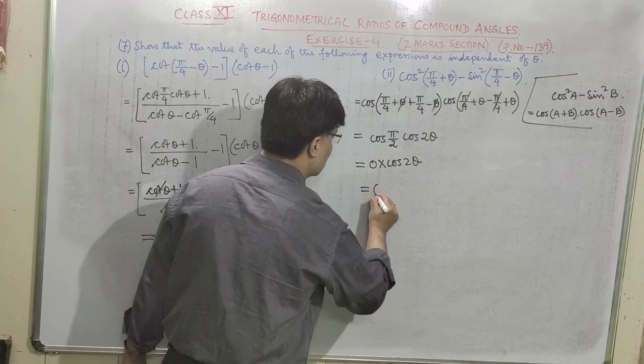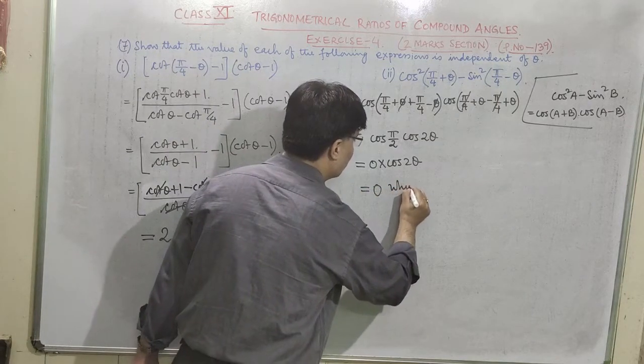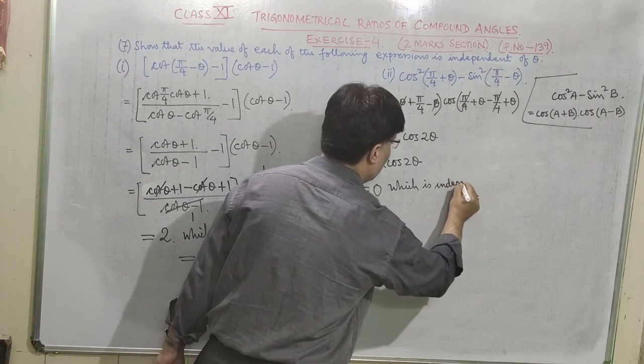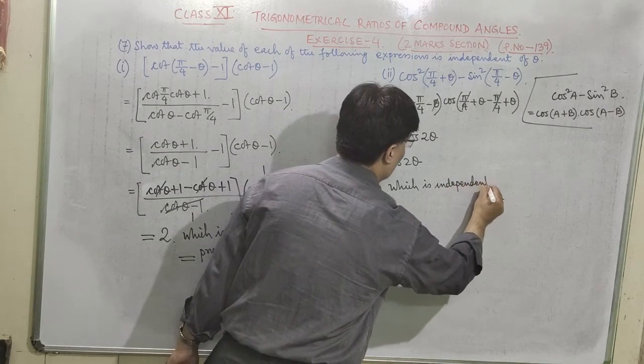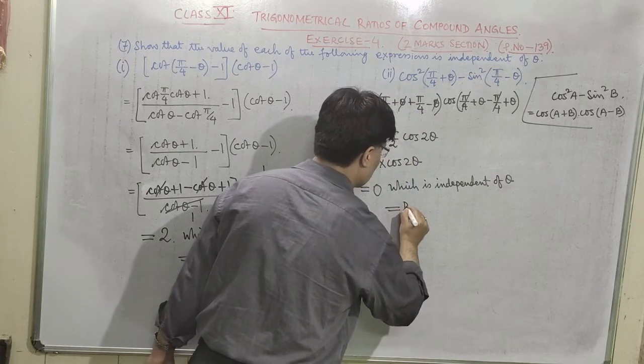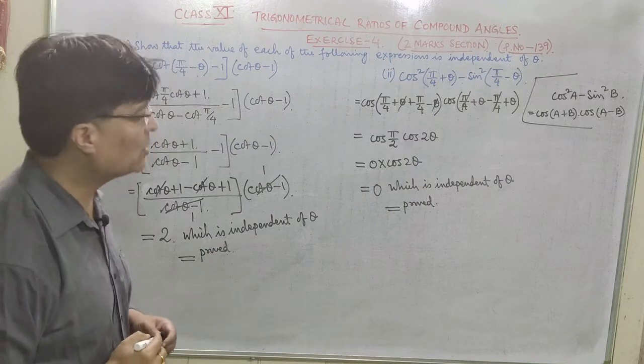So what is the value of this expression? That is 0, which is independent of theta. So it is done, proved. Is that clear to all of you? I think you have understood it.